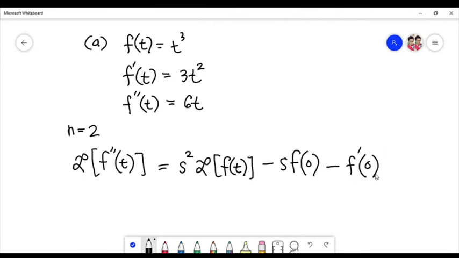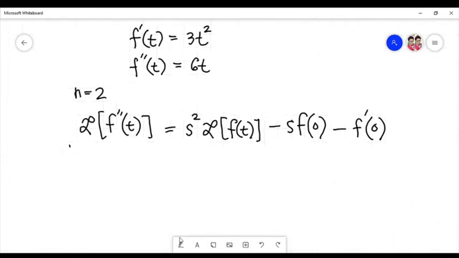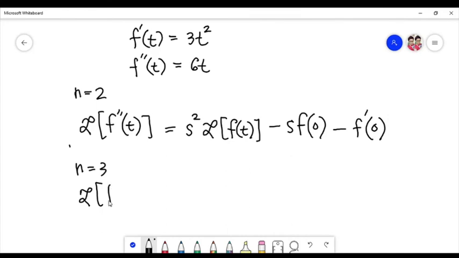If we use the third derivative, which we can also do, n is equal to 3. Our Laplace transform now becomes the Laplace transform of f triple prime of t is equal to, so instead of s squared, we will start with s cubed.